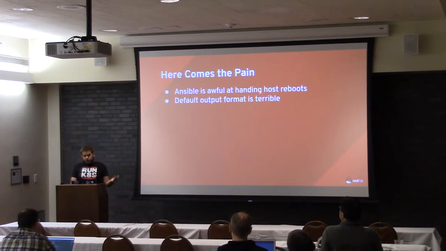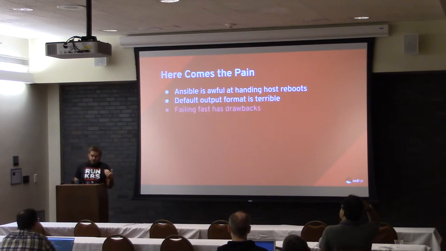The default output from Ansible playbooks is god awful. It's just JSON. Oh, wait, where'd it go? I forgot the order of my slides. Awesome. But anyways, it's just JSON without any line breaks. It's really difficult to parse and debug and triage. So we were fighting with that when we got errors.